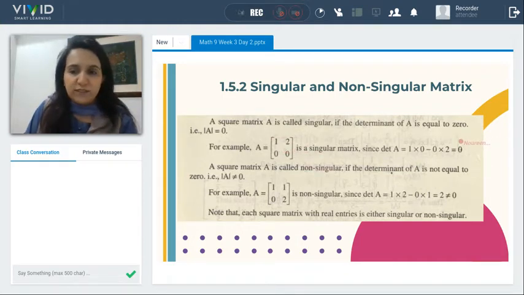A is called non-singular if the determinant of A is not equal to 0. If it is not equal to 0, we call this matrix a non-singular matrix. Here's another example. Another matrix A is 1 1 0 2. This is a non-singular matrix because if we find its determinant by multiplying the diagonals, 2 1s are 2 and 1 zeros are 0, minus, 2 minus 0 is equal to 2, which is not equal to 0, so this will be a non-singular matrix. Let me generate a poll.